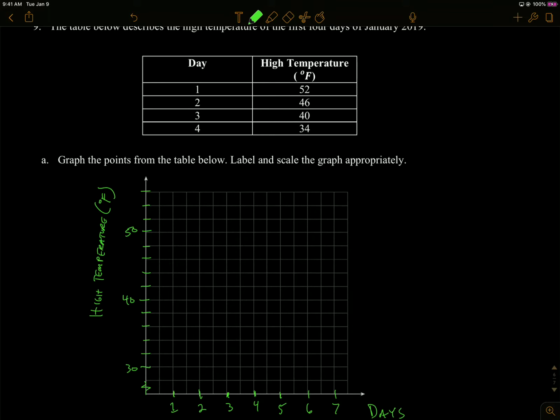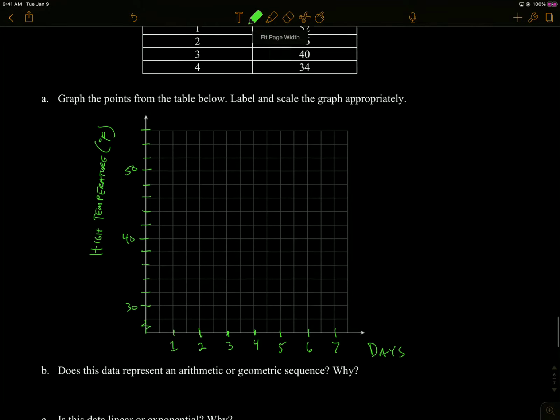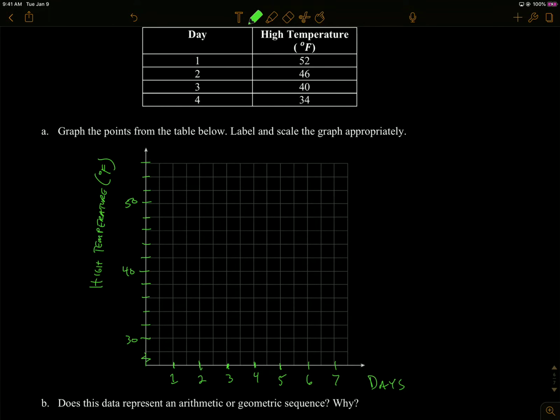That's in Fahrenheit. Okay, so we're going to graph on day 1, it was 52 degrees. On day 2, it was 46 degrees. On day 3, it was 40 degrees. On day 4, it was 34 degrees. So there are the temperatures.